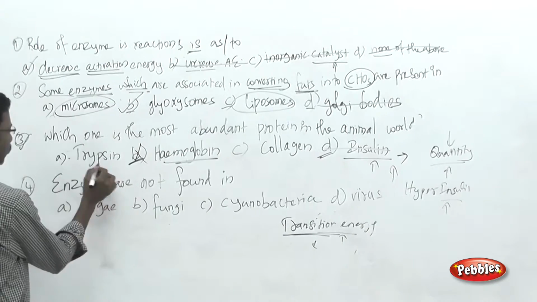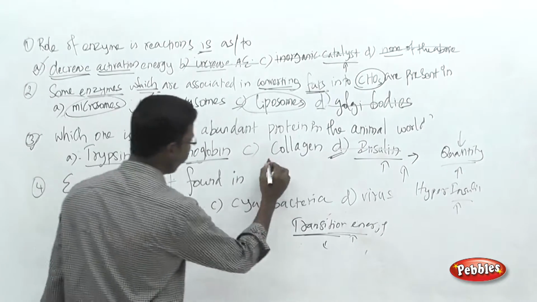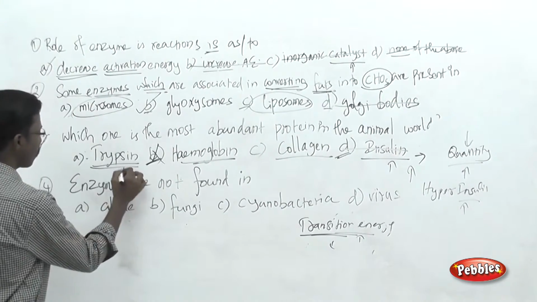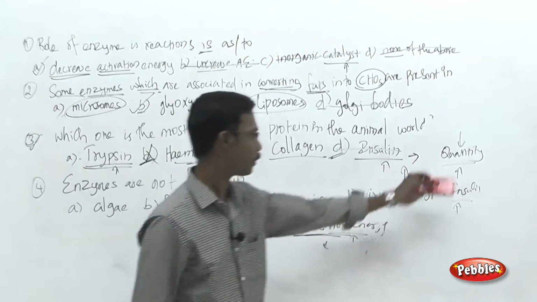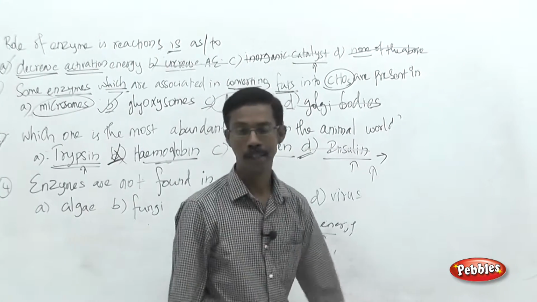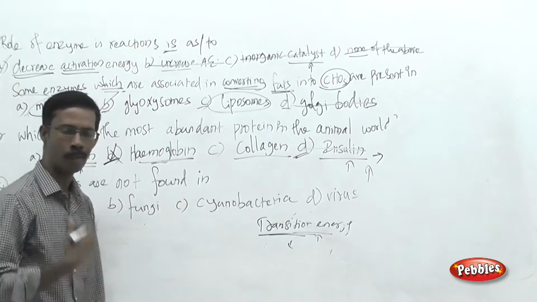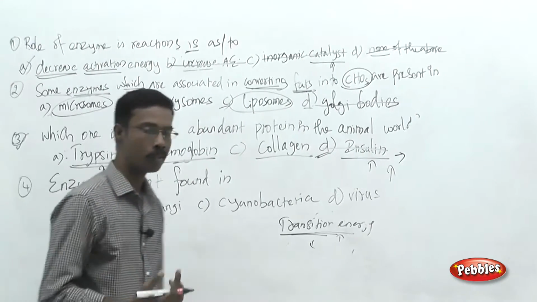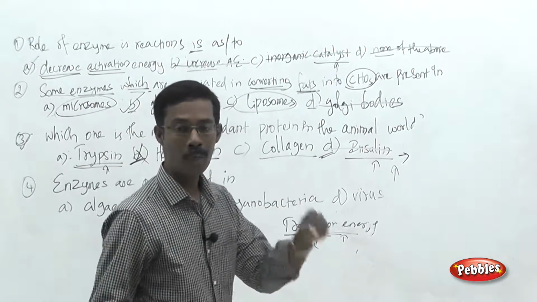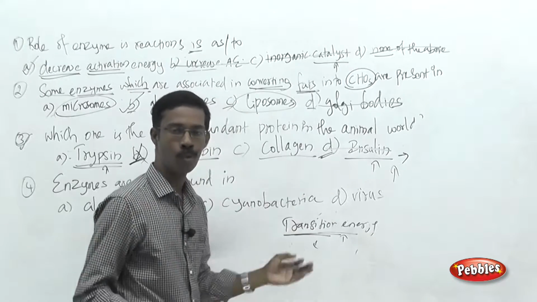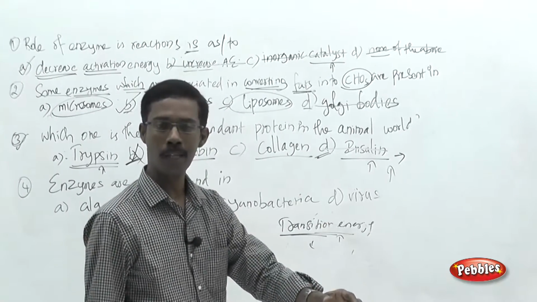Okay. So see the next choices: trypsin and collagen. As I told you, trypsin is a kind of protease. It is involved in the digestion of proteins. Trypsin is present in our digestive system. So what is the role of trypsin? It is involved in the digestion of proteins. It is going to degrade the particular proteins.